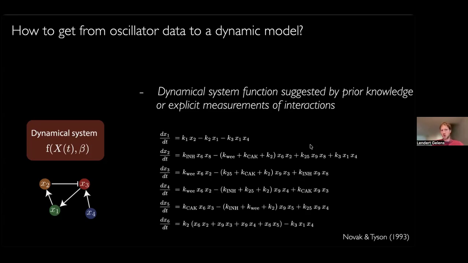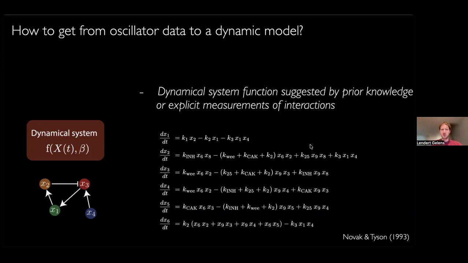This is also what Novak and Tyson did back in 1993 for the cell cycle. The result is a system of many coupled equations, and I'm just showing 6 here. The system is much bigger than that, and each term is carefully motivated by known biochemistry. That's really a nice piece of work, and models like this have taught us an enormous amount about how the cell cycle works.